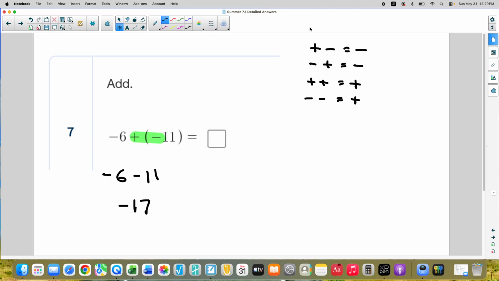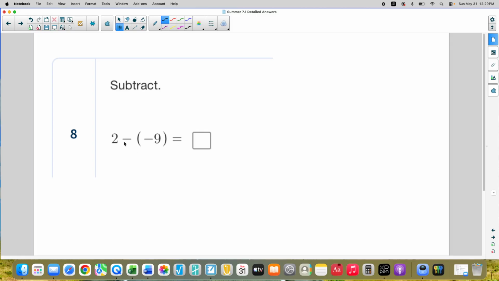So when we have these double signs, we're going to simplify those double signs to these. So I'm always going to rewrite it. It makes more sense to me. So we have double signs here. A negative and a negative makes a positive. So 2 + 9, which makes 11.